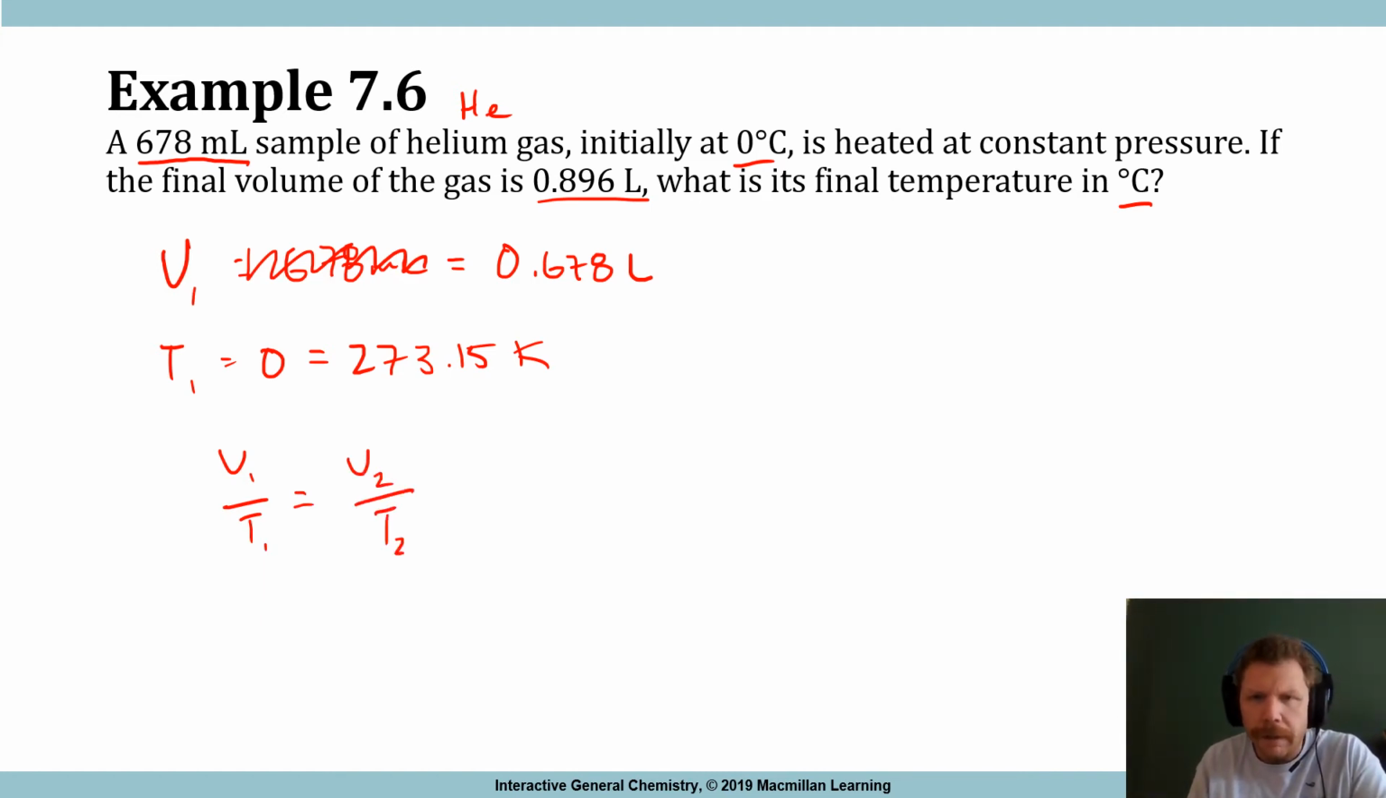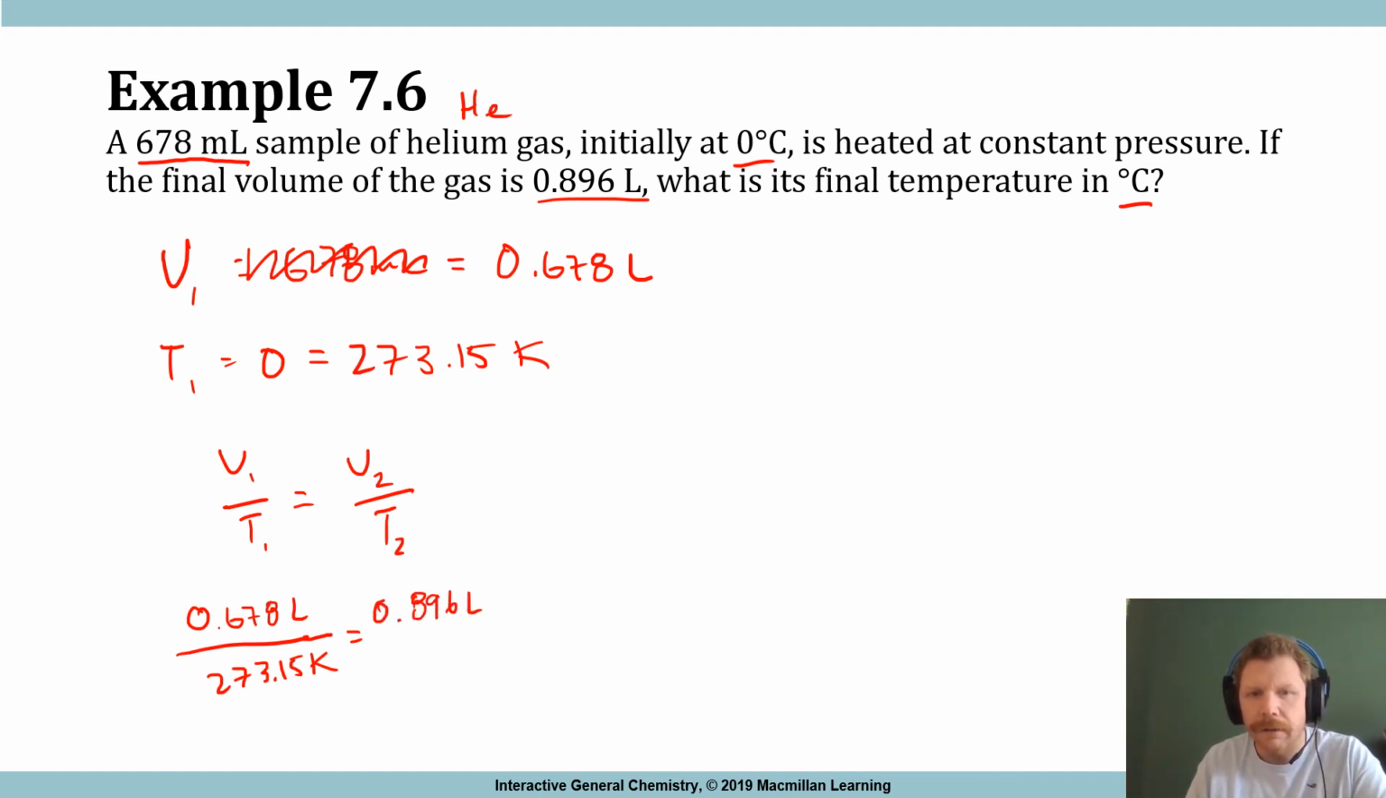I'll write all the units, or everything that I have. 0.678 liters divided by 273.15 Kelvin. That is equal to, and this is a constant, but I'm also going to make it equal to this other term, 0.896 liters divided by, well, I don't know T2. Terminator 2: Judgment Day. I couldn't resist. I had to mention it. But I can solve for it.